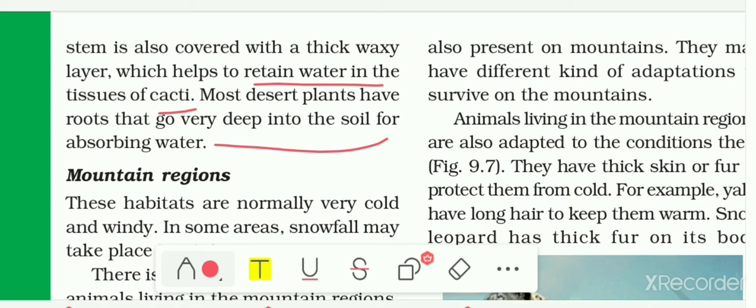Most of the desert plants have roots that go very deep into the soil for absorbing water. As we know, in deserts the amount of water is very little, so the roots of these plants go very deep in the soil for absorption of water. So this is about the adaptations of plants and animals in the desert, a terrestrial habitat. Now let me see why these cactus plants have a thick waxy layer, or why their leaves are like these spines.